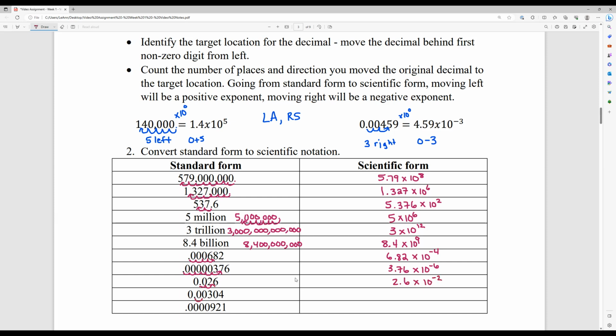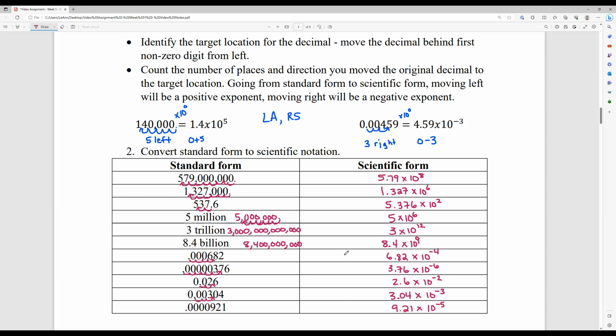We need to move the next one 3 places to the right, so we get 3.04. Notice I am including that 0 because it is then followed by a digit that is not 0, times 10 to the -3. And this one is 1, 2, 3, 4, 5. So 9.21 times 10 to the -5.